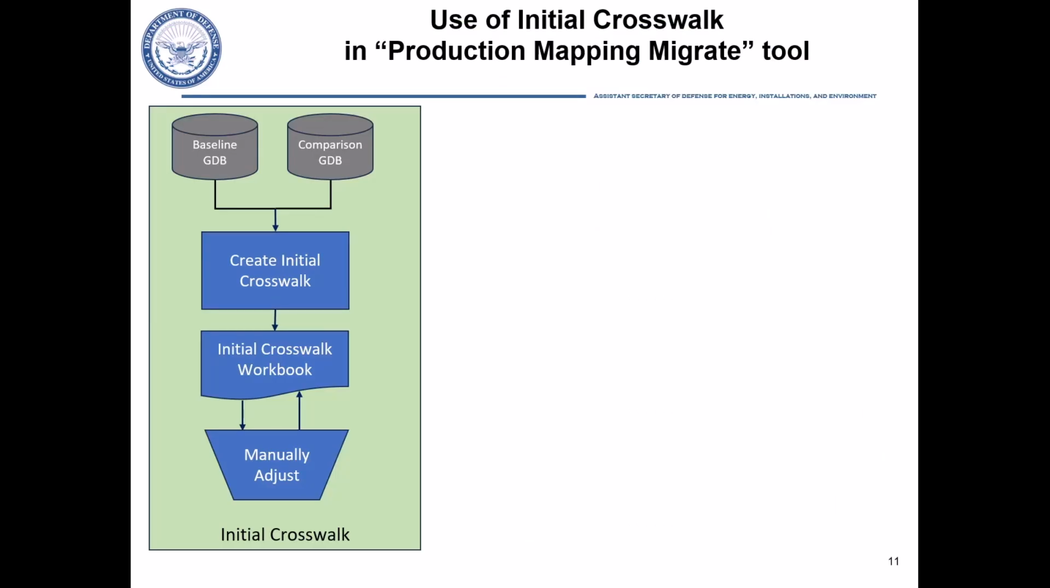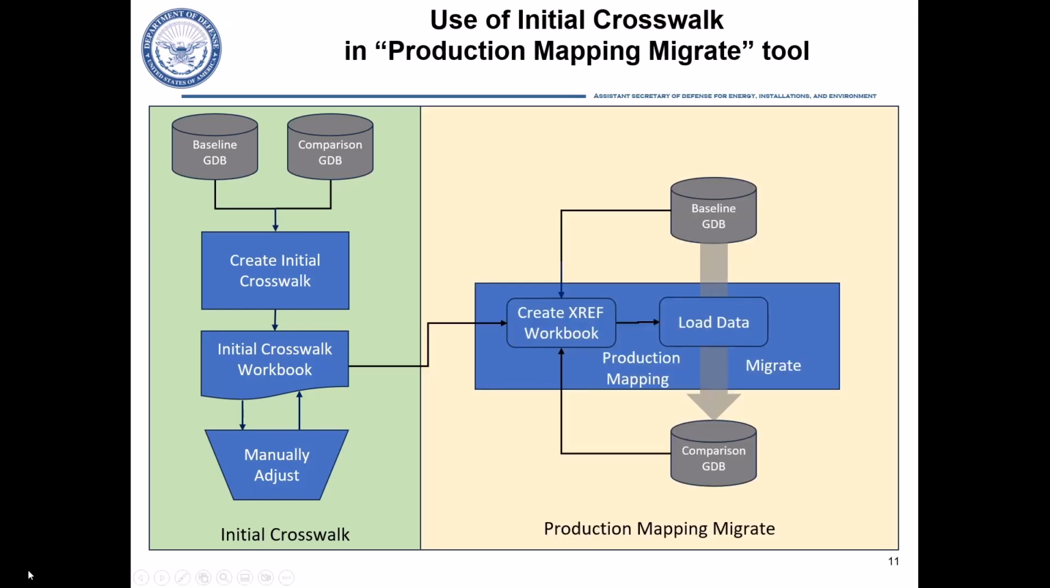We just produced an initial crosswalk workbook. That file, in turn, serves as an input to the Production Mapping Migrate tool and creates an XREF workbook which provides all of the mappings required to load data from the populated source GDB to the empty target GDB using ArcGIS production mapping processes. You now know how to approach creating, in a semi-automated manner, element-level mappings between two geodatabases, which can then define the migration actions in a fully automated data loading procedure. This concludes the demonstration portion of the video.